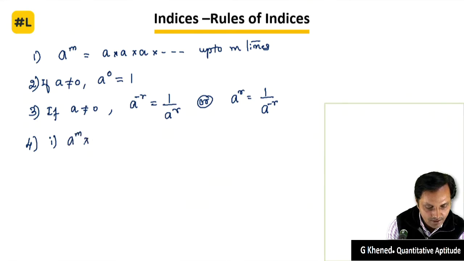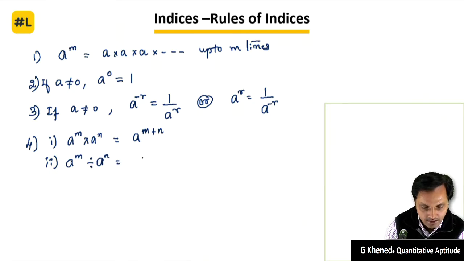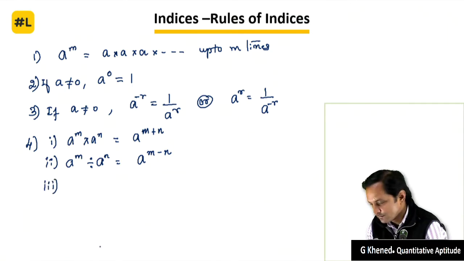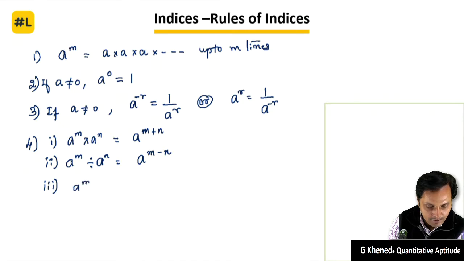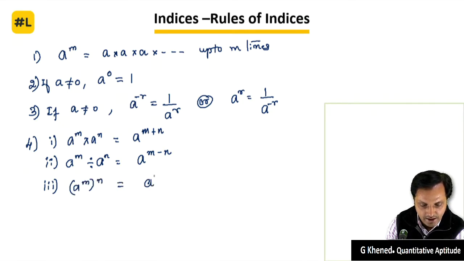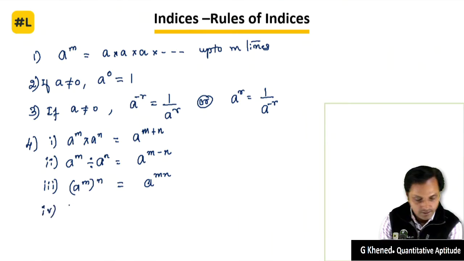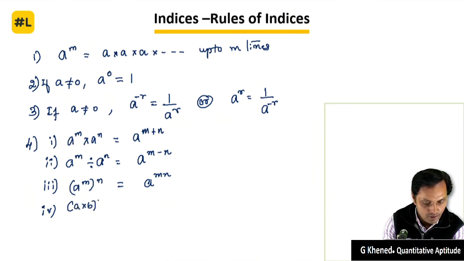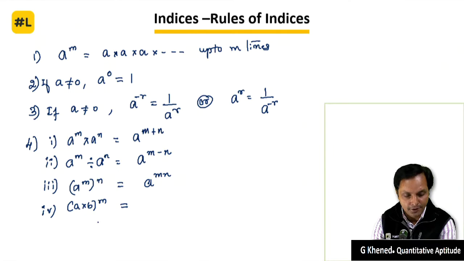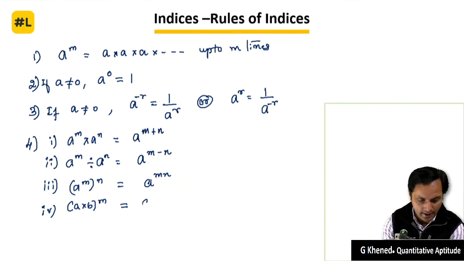A to the power m into a to the power n is a to the power m plus n. A to the power m, when you divide it by a to the power n, is a to the power m minus n. Suppose if you have a to the power m whole to the power n, which is nothing but a to the power mn. If you have a into b whole to the power m, you can write it as a to the power m into b to the power m.